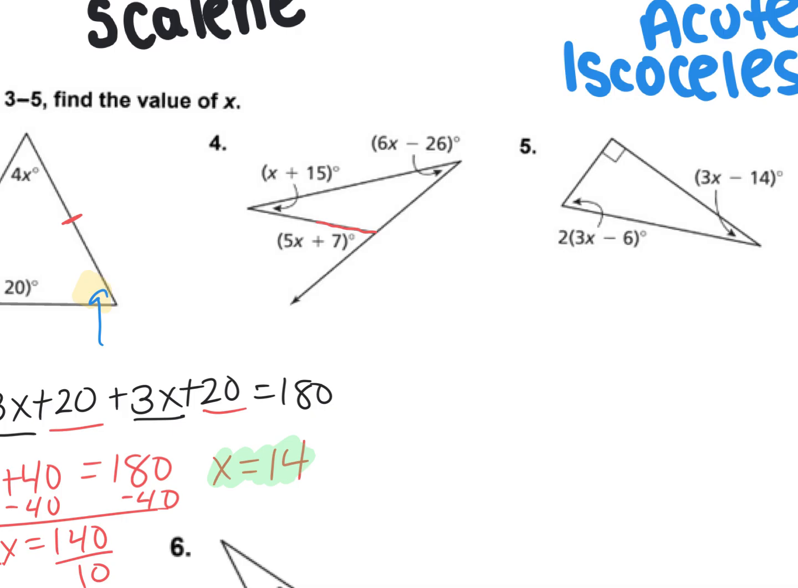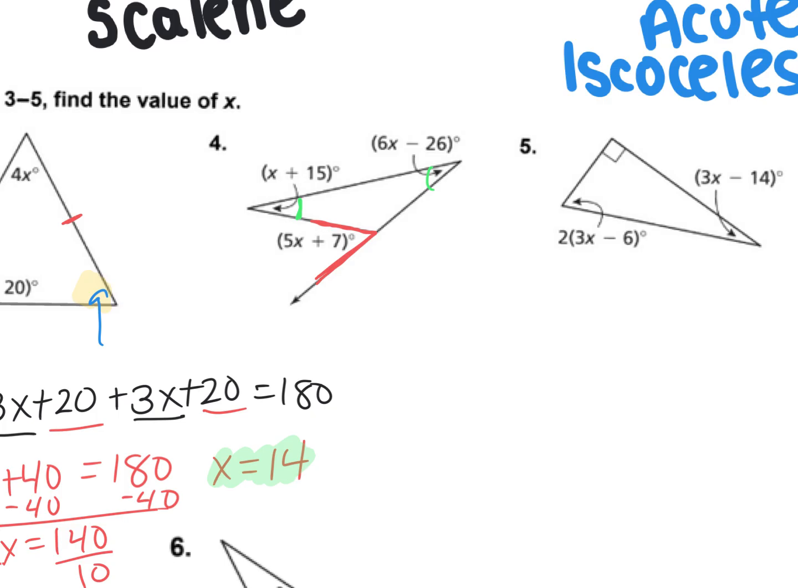No clues? That's not good. On the test tomorrow, you're going to need to know about the exterior angle. The exterior angle is equal to what? The sum of those two interior non-adjacent angles.